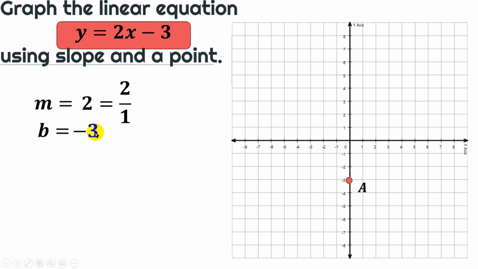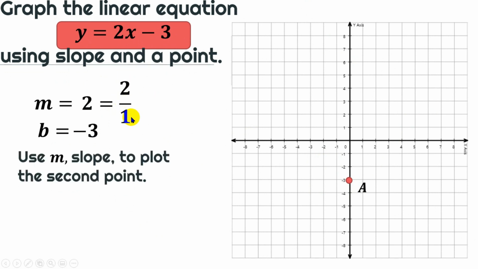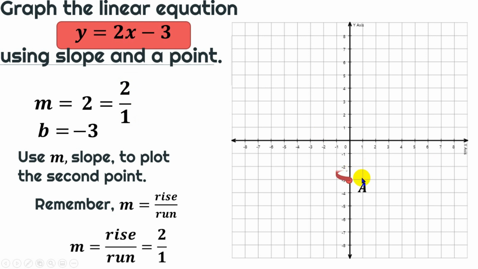And then, let's use our slope, which is 2. We will make it 2 over 1 because we need rise over run. Okay? So, 2 units upward, we have 1 and 2, and then 1 unit to the right.